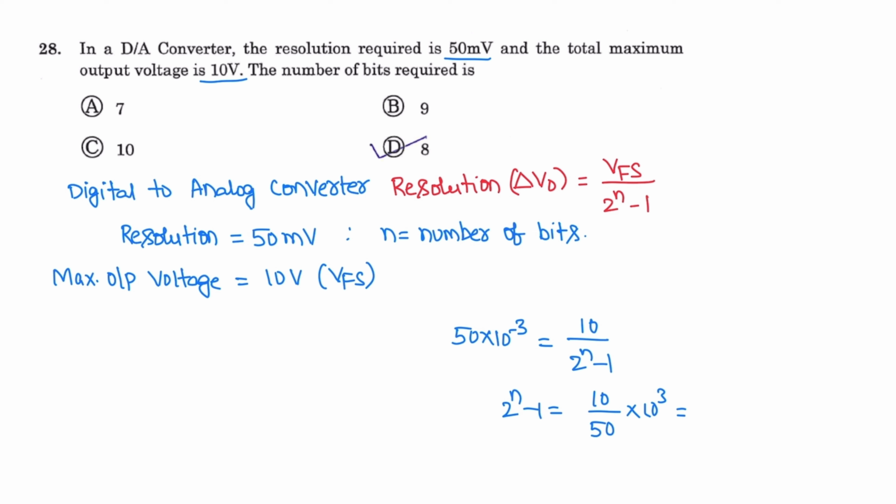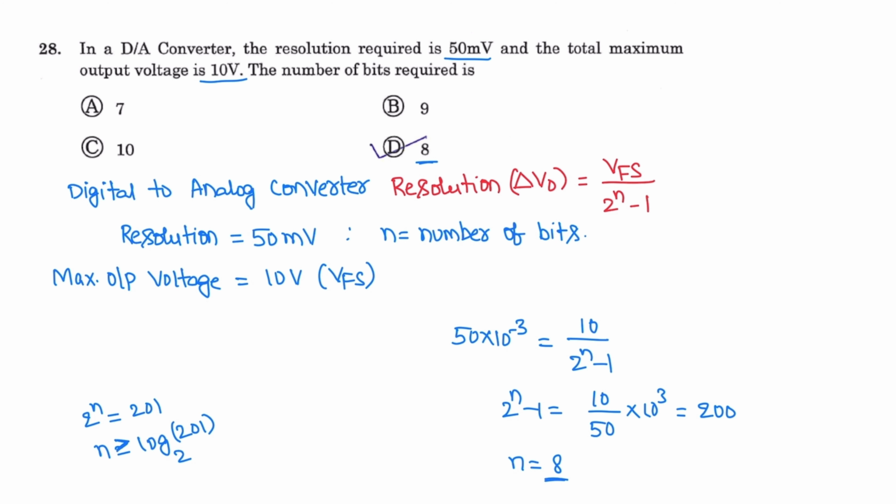So from this, 2 power n is 201. N is equal to log 201 base 2. It is around 7.5 something, but n must be the smallest possible next higher integer. Therefore, the value of n is 8. The correct option is 8. It is not 7 because n should be greater than or equal to log 201. So the correct option is 8.